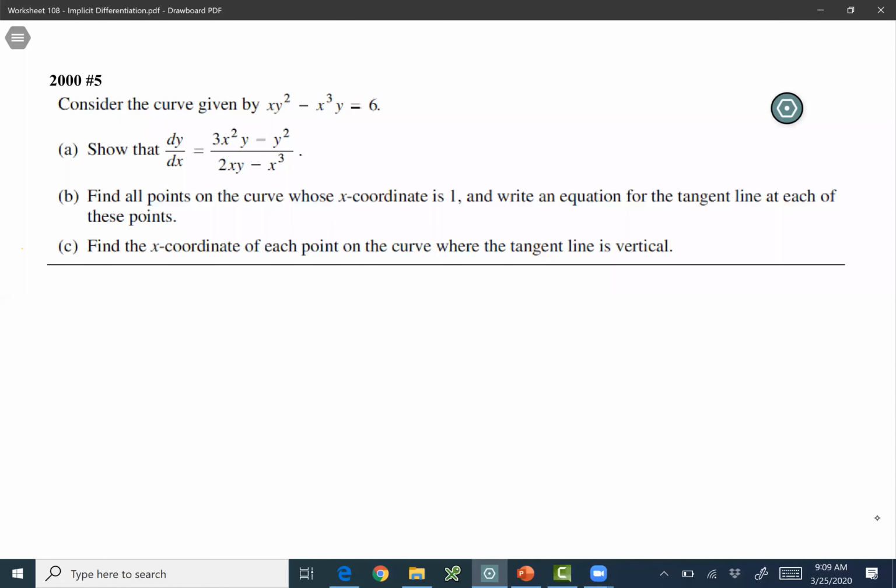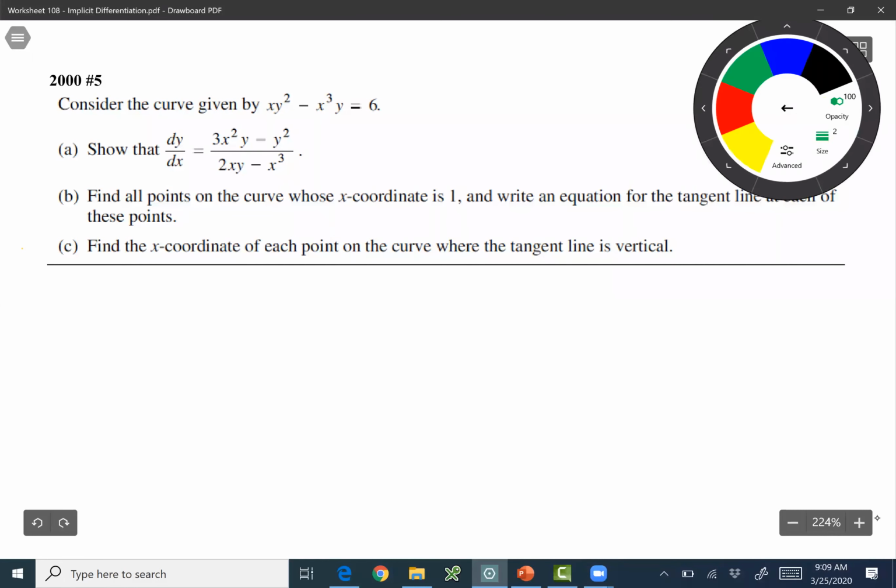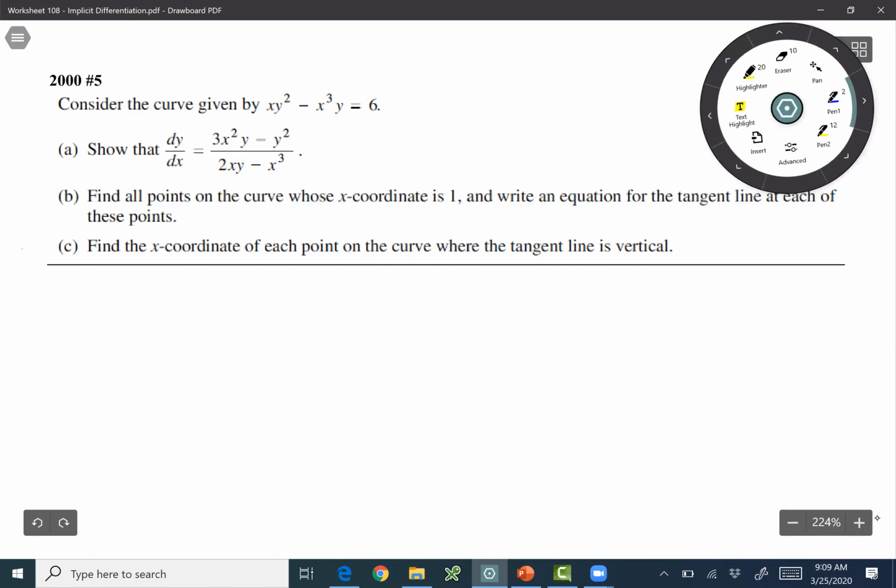I know this is just something where it's kind of been a while since we've done these, right?